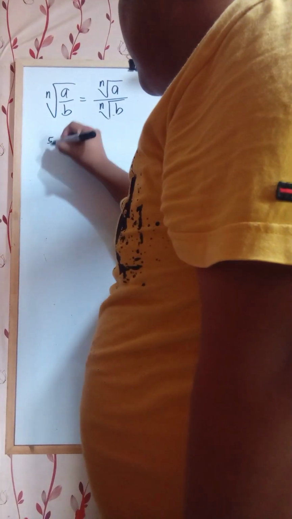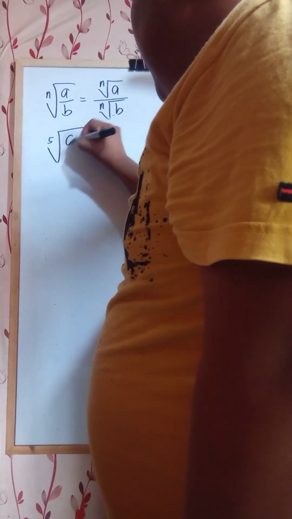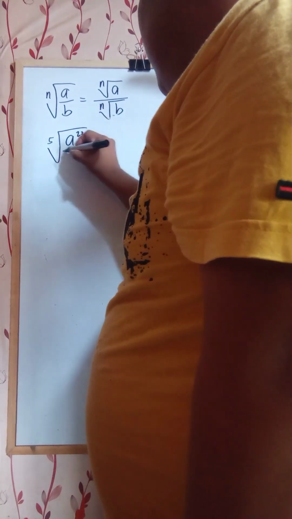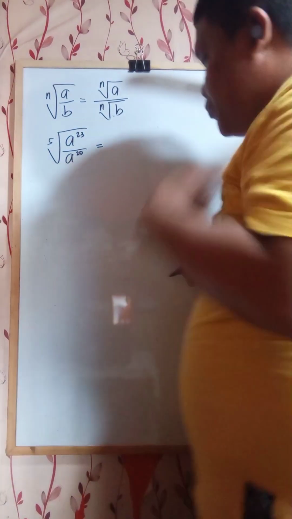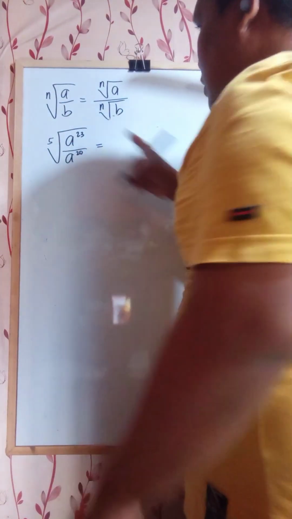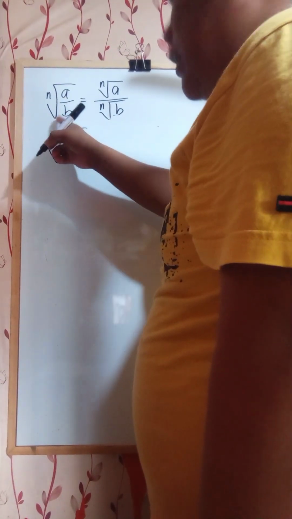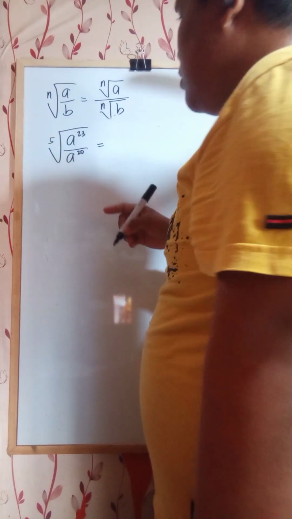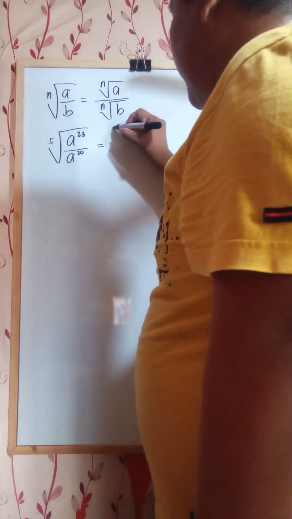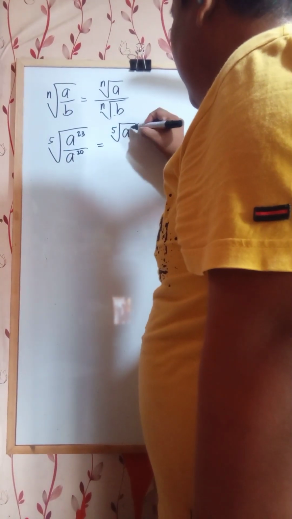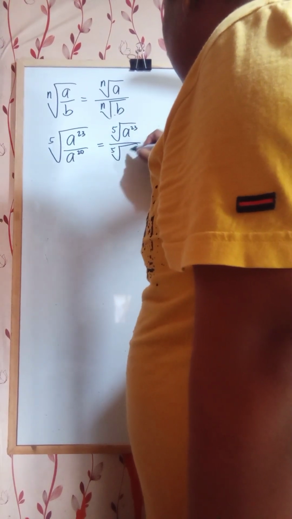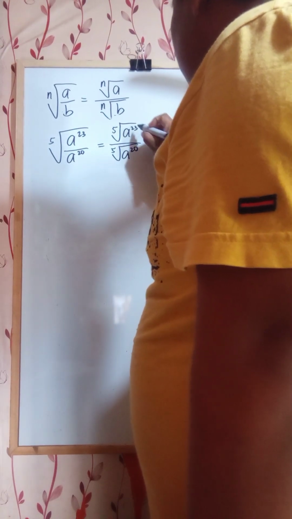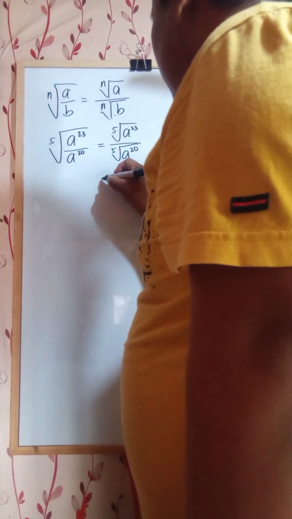Let's have the fifth root of a to the power of 23 all over a to the power of 20. We can apply the third law here. So, that is the fifth root of a to the power of 23 over the fifth root of a to the power of 20. So, let us extract this one.